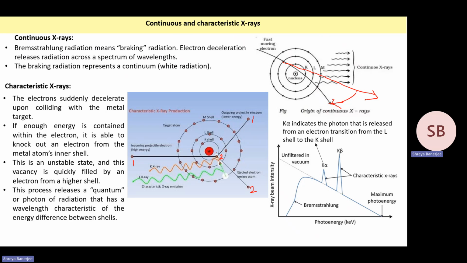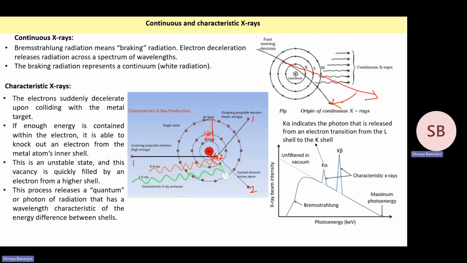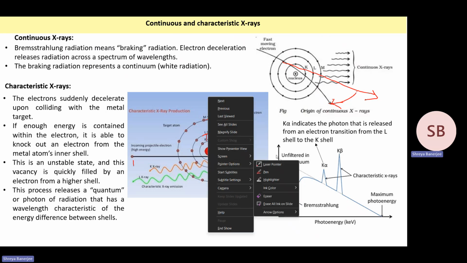Now in place of electron 2, there is a hole. To fill up this hole, another electron from an outer shell will move to the inner shell to fill up the hole. That can be from the L shell, that can be from the M shell. So from L it can come to K, or from M it can come to K. K is the inner shell. So when this is happening, this energy is fixed. Like the energy difference between L and K shell is fixed. Again, the energy difference between M and K shell is fixed. So when this happens, photons of a specific energy are released.